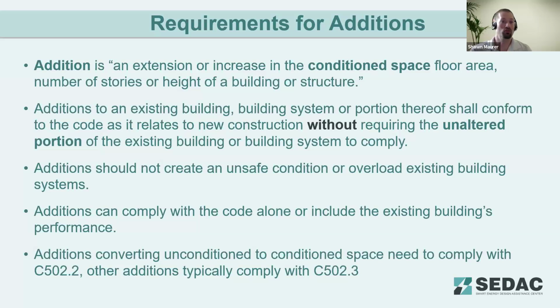You wouldn't have to update the roof of the existing building. Only the addition has to fully comply with the code. The connections to the existing building would comply with the alterations portion of the code.